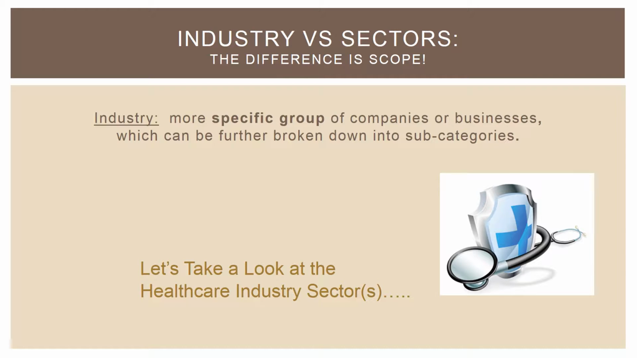Industries, however, represent more specific groupings of companies that have very similar business activities. The number of industries within a sector can vary, and they can often number in the hundreds. To give you an example, let's take a look at the healthcare industry sector.